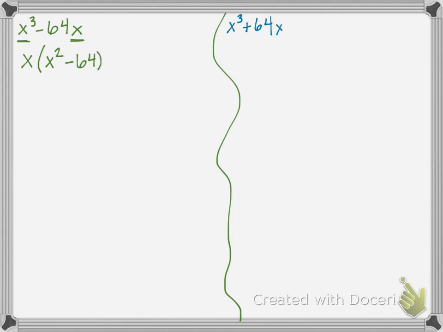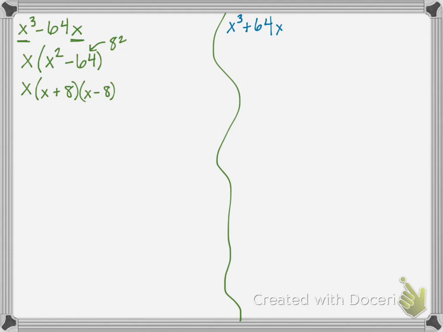Now, what do we know about the number 64? Well, it happens to be a squared number. Isn't 64 the same thing as 8 squared? That means we have a difference of squares. So I'm going to have two parentheses there. I'm going to have x and 8, x and 8. One's a plus, one's a minus.